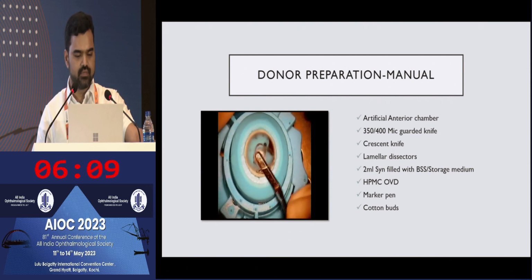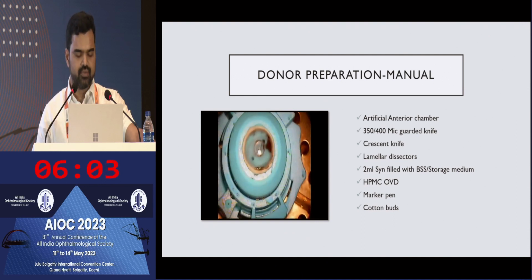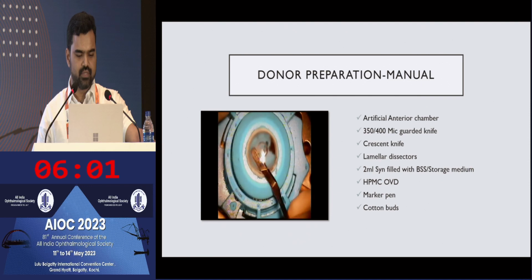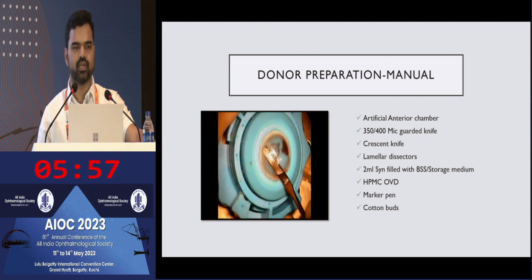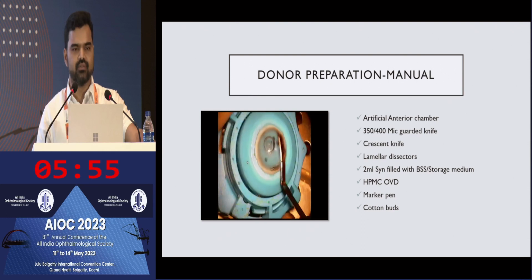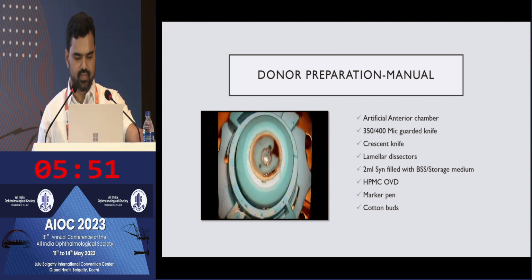This is the first lamellar dissector, which you use up to the center or a little bit more than that. Once you cross that, you can take the curved one and dissect further. A second pass can be done if you want an ultra-thin graft of less than 100 microns. I think Dr. Fogla sir will be covering that.